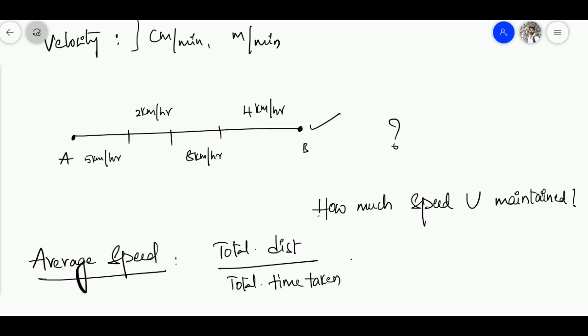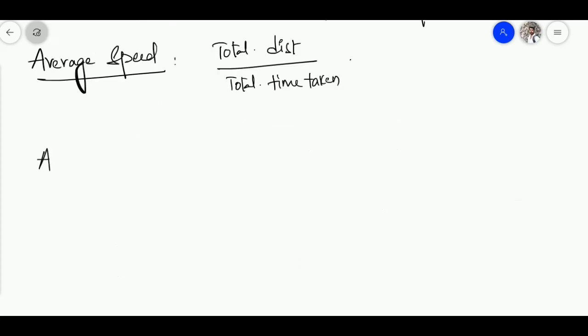Simple. So this is how you can calculate and give a gunshot answer. That's your average speed maintenance. Coming to the average velocity, it's not the same, but average is nothing but taking two values, adding them and dividing by the number of values you added.